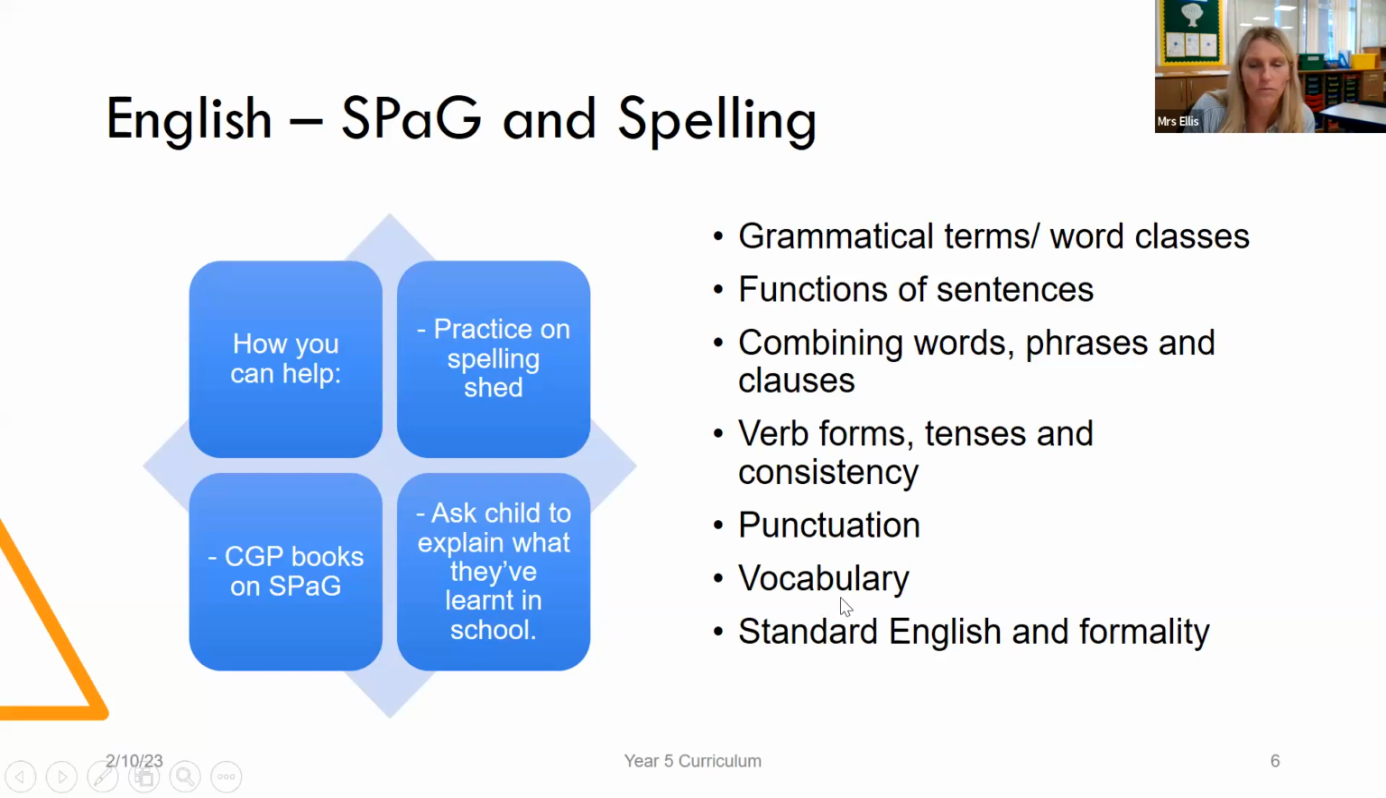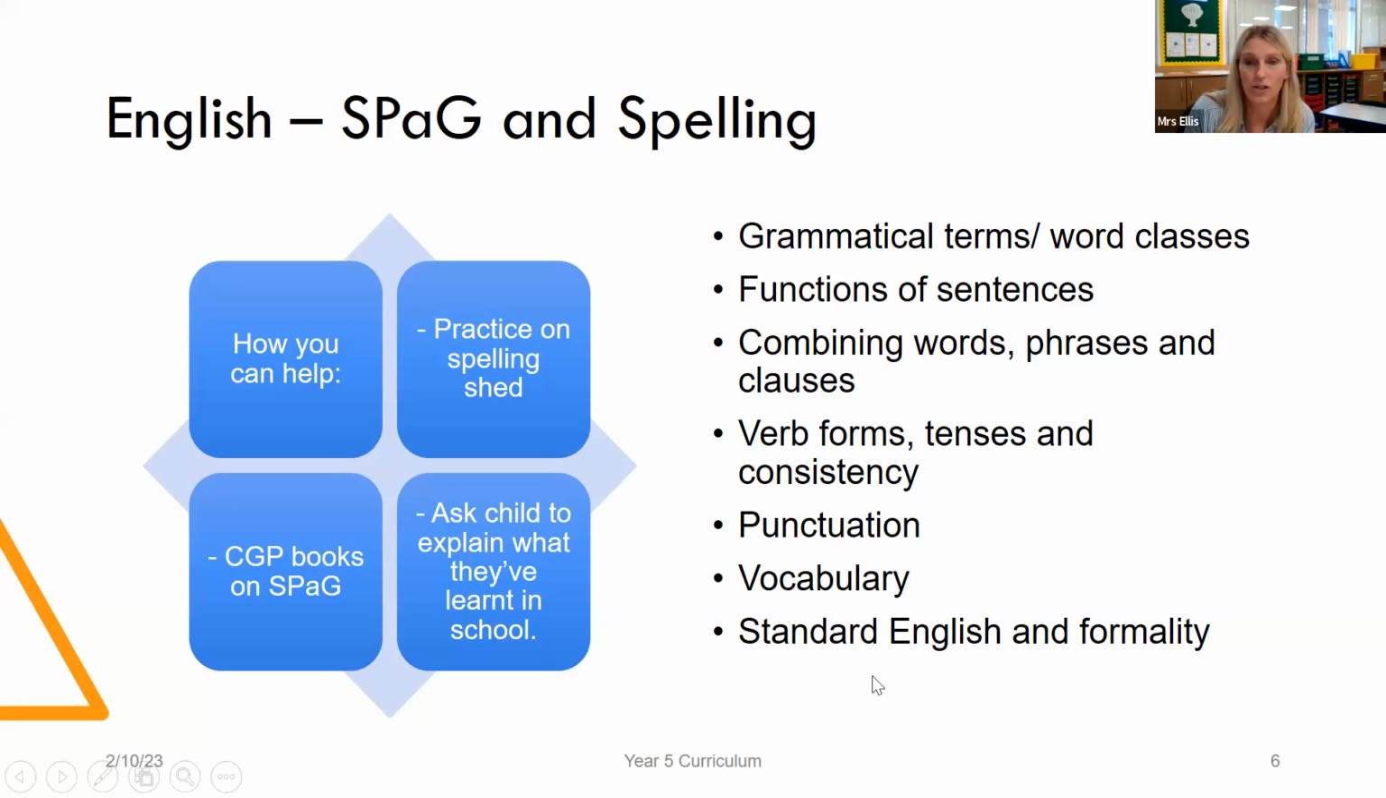Vocabulary is a big one. We've been working on that recently as well, trying to get children to use sort of up-leveling their sentences so that sentences don't sound like Key Stage 1 sentences anymore. They've got up-leveled vocabulary in there. And that's where reading comes in, because the more they read, the more they're exposed to that valuable vocabulary and that up-leveled vocabulary that they can use in their writing.